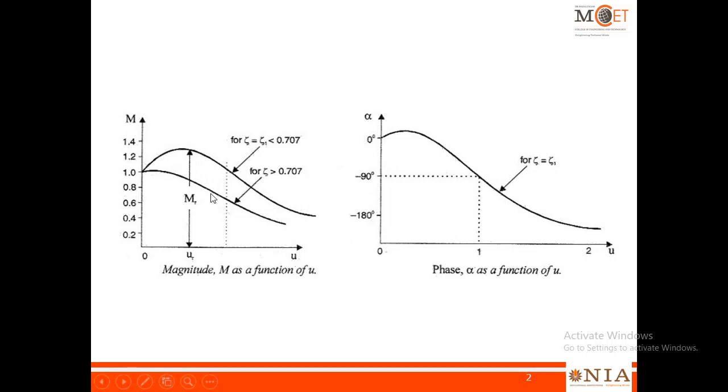So if you look at these graphs, this graph is M varying with respect to u for tau greater than 0.707, and this graph is for tau less than 0.707. When tau is greater, you can see that the resonant peak value is coming down. When the damping ratio is lesser, the resonant peak value is getting higher. You can see that relationship here, and this is the phase varying with respect to u. As the frequency increases, you can see that the phase value also goes down.